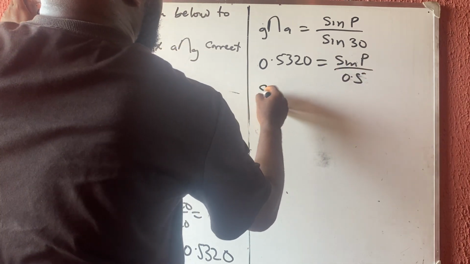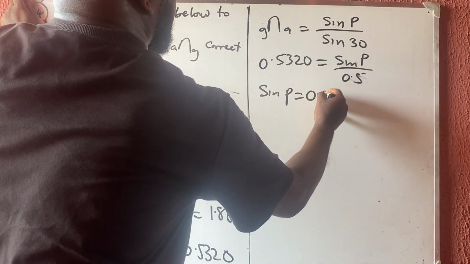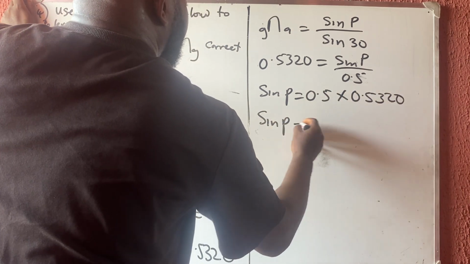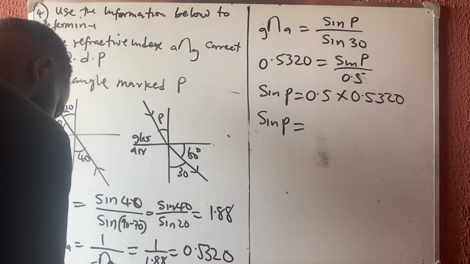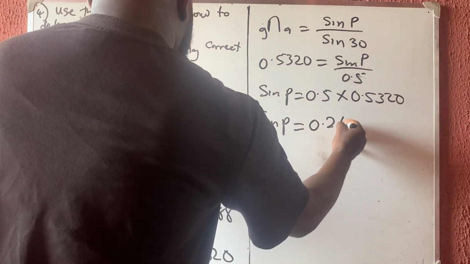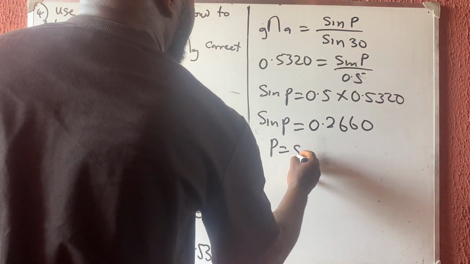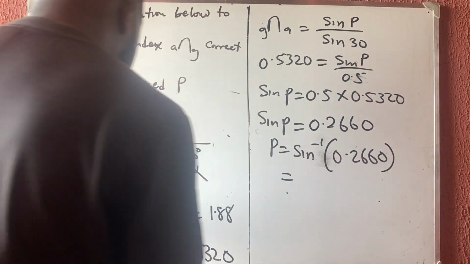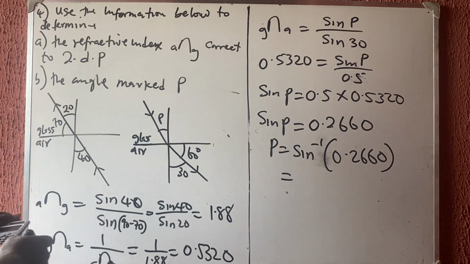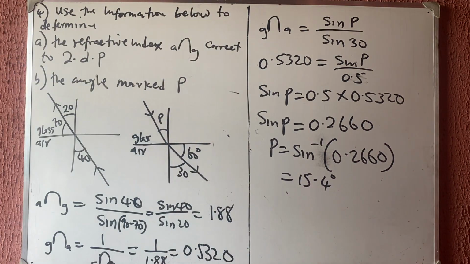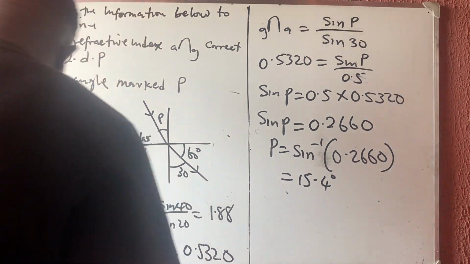So therefore, my sine P is now 0.5 times 0.5320. So sine P will be equal to, times 0.5, you now have 0.2660. So my P will now be sine inverse of 0.2660. So I'm going to shift sine my answer. I'm going to have 15.4 degrees. 15.4 degrees is the correct answer. All right, so we move to the next thing.